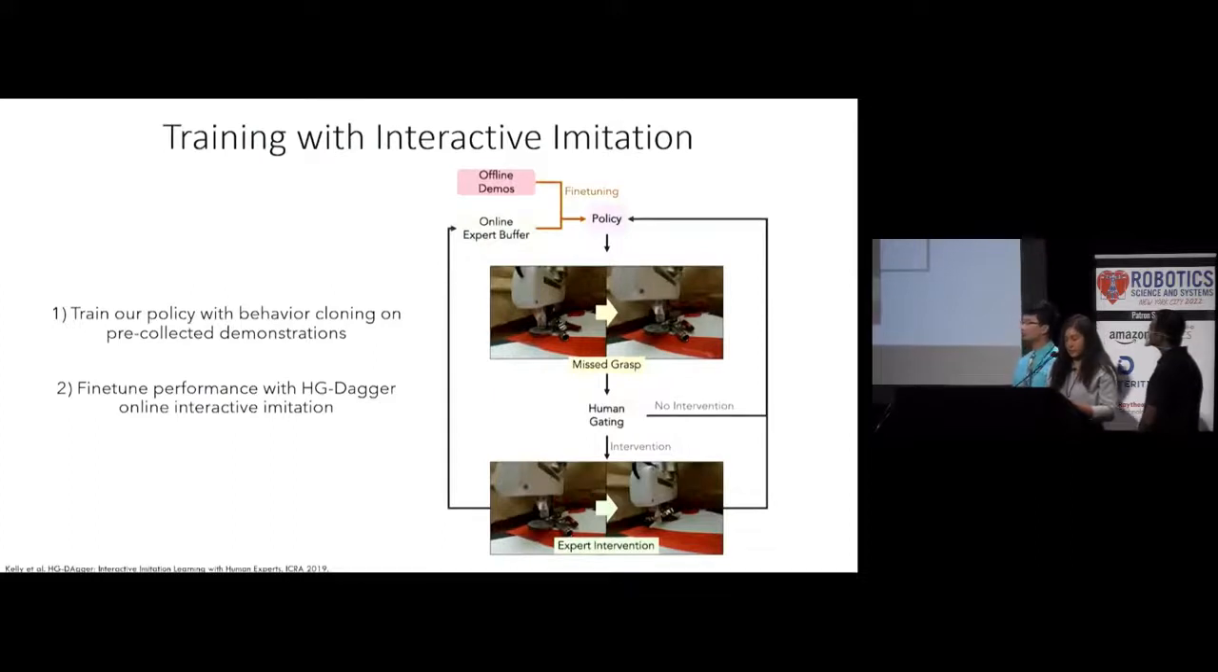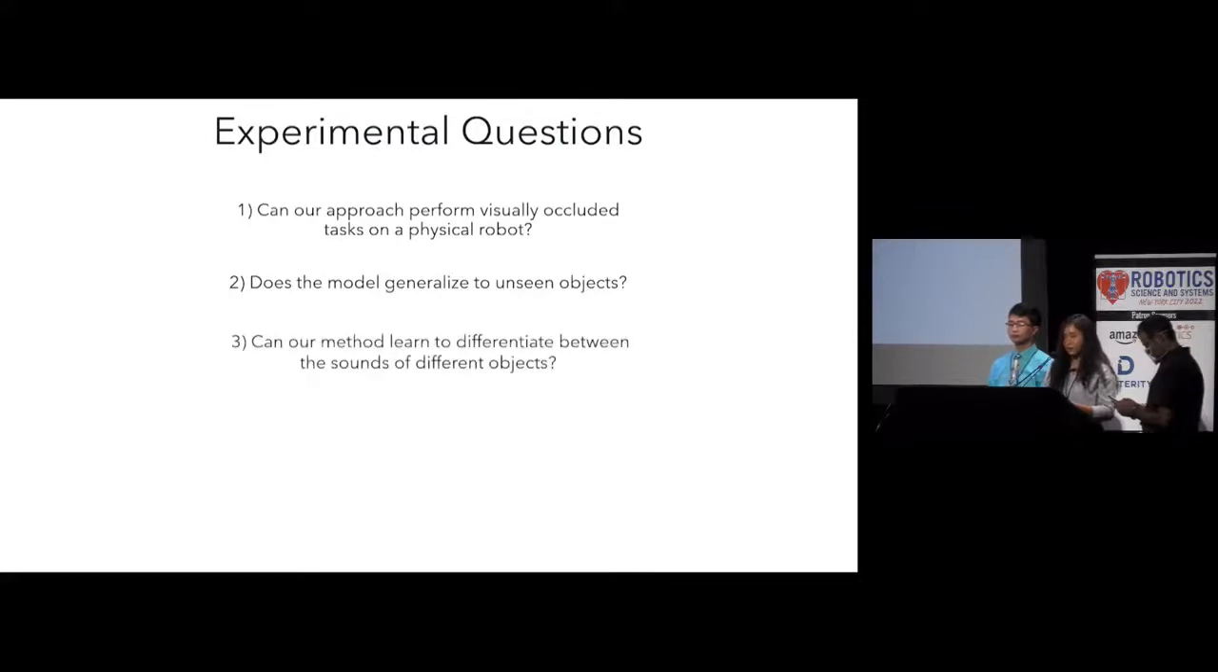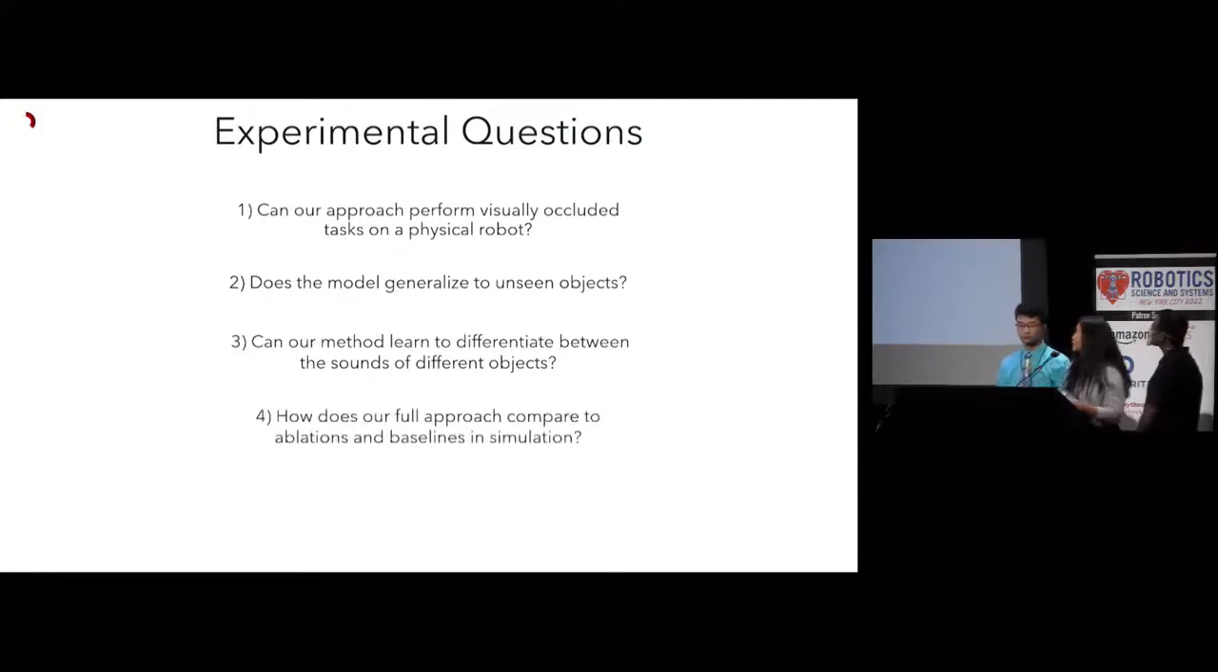We train our policy end-to-end with behavior cloning on pre-collected demonstrations, then we fine-tune with online interactive imitation learning using human-gated Dagger. In our experiments, we consider 4 main questions. First, can our approach use sound to perform visually occluded tasks on a robot? Second, can our model generalize to unseen objects? Third, can our method use sounds to differentiate between objects? And finally, how does our approach compare to ablations and baselines in simulation?